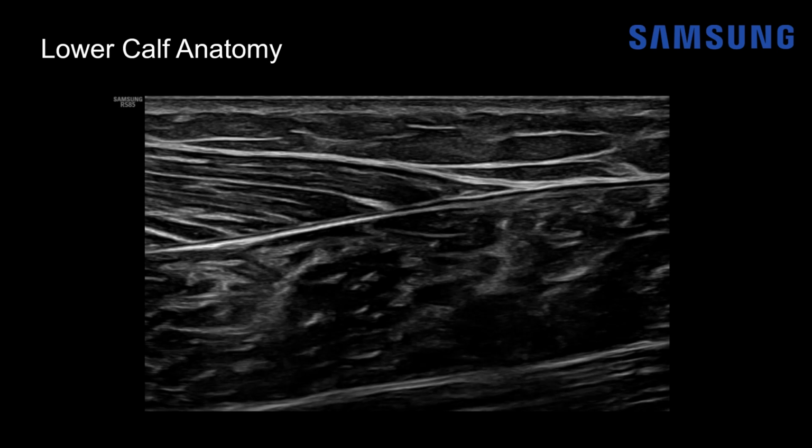So here's a long axis view of the lower calf. We're looking at the medial aspect of the calf. And here we have the subcutaneous fat. Deep to that we have the medial gastrocnemius muscle. And notice how the medial gastrocnemius muscle comes to a fine sharp point here as it drapes over the soleus muscle, which is this underlying muscle. So this is normal, and this is where the injuries often occur.